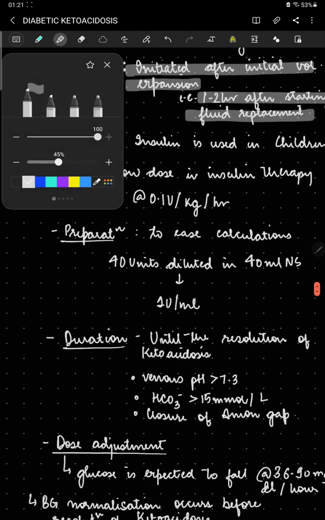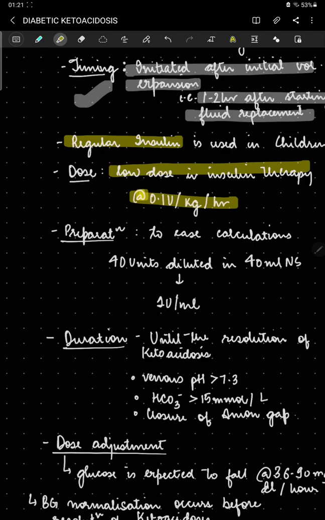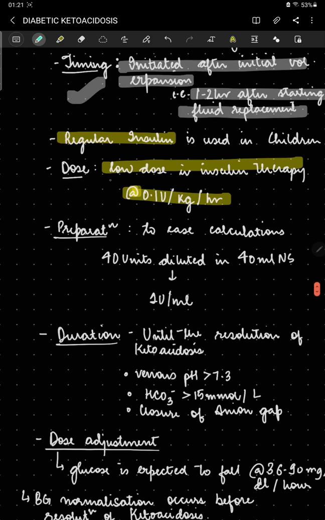In children, usually initially regular insulin is given, right? And we give low dose IV insulin therapy, that is 0.1 units per kg per hour. This is very low dose insulin therapy that we give in children.